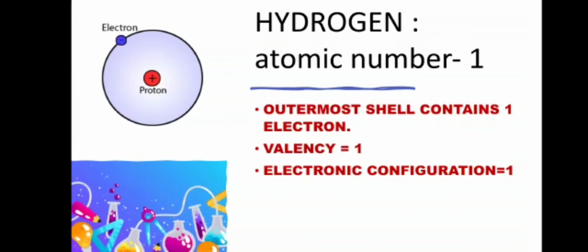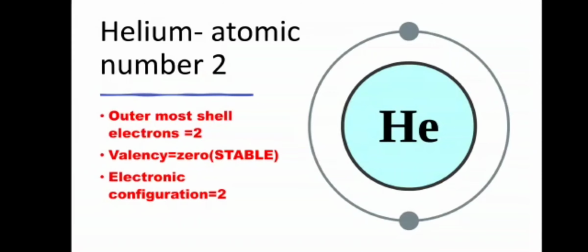Next, electronic configuration. While writing, we need to check how many shells are there. Here only the K shell is there, with 1 electron, so we write 1. If K, L, M shells are there, we write accordingly, like 2, 8. Here only 1 electron, so the electronic configuration is 1. How many electrons are required to make the K shell stable? 2 electrons.